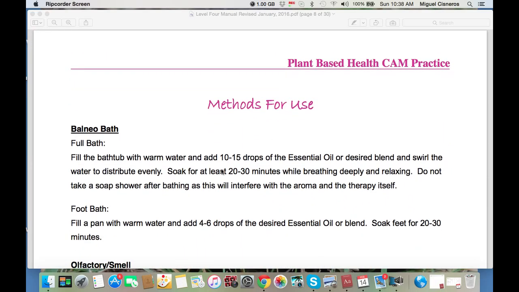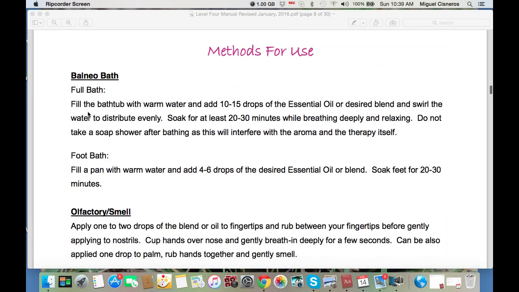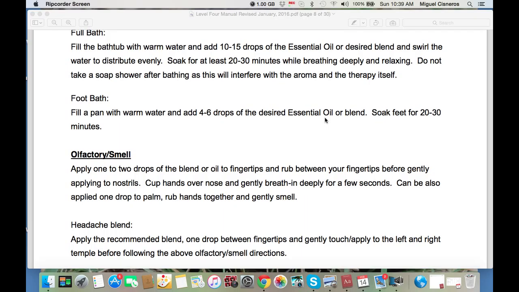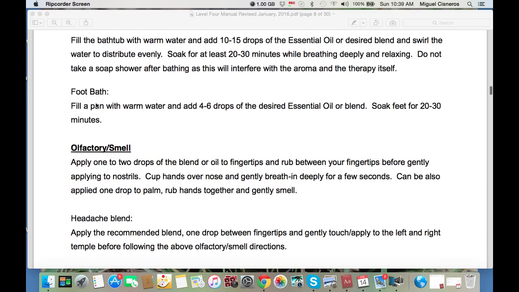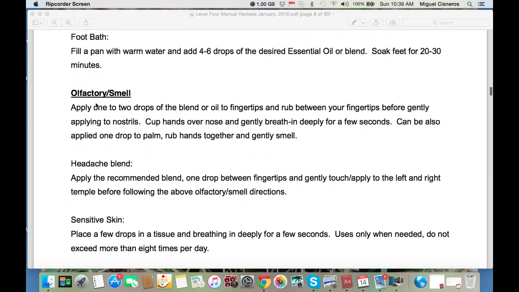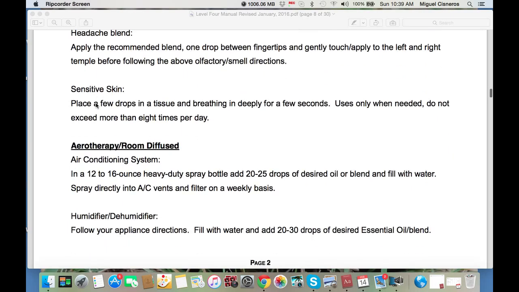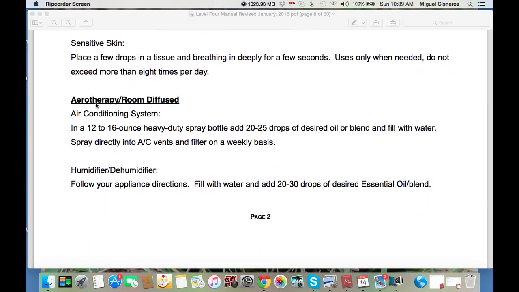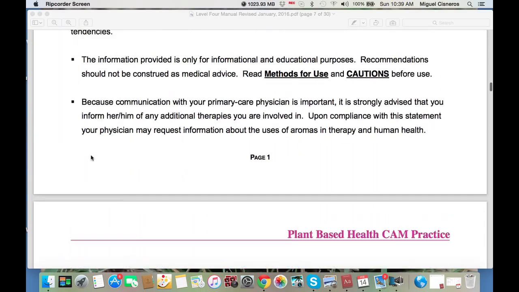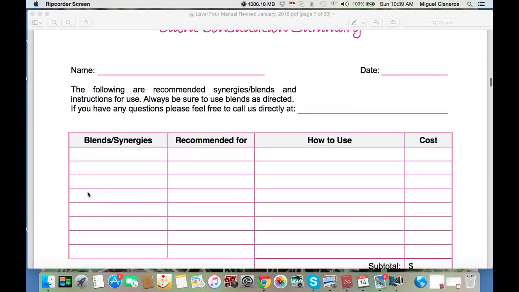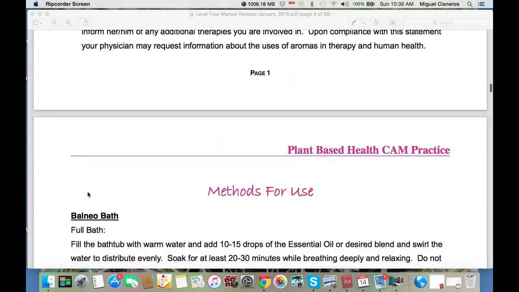I will place this on the second page, which is methods for use. Balneal bath, and it tells you to fill the bathtub with warm water and have 10 to 15 drops. All this can deviate, but the idea is to soak in for 20 to 30 minutes. For those who can't take a full bath, then you go to the foot bath. We covered this already in our material, so I'm just going to scroll through here. But this will be page 2 of the prior page that goes to the individual with the recommended blends. That will be page 1, and this will be page 2.